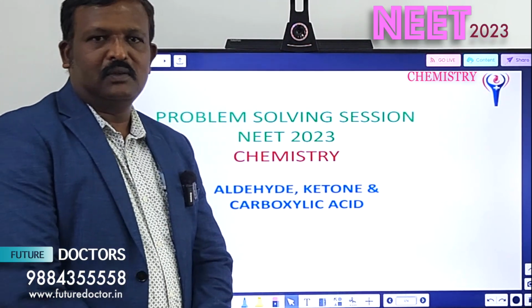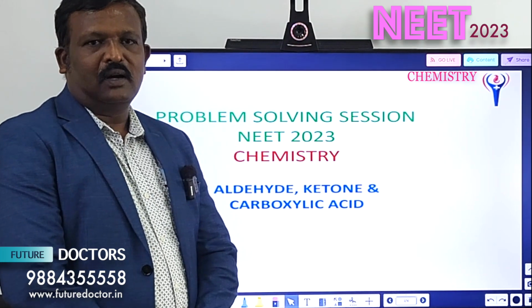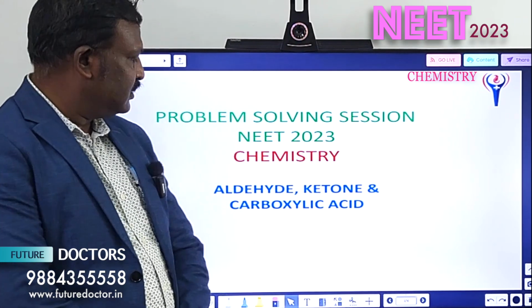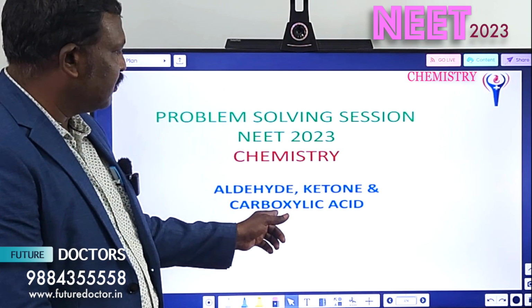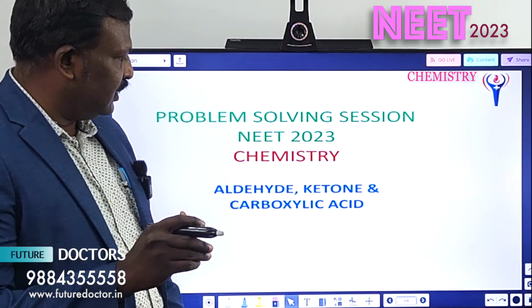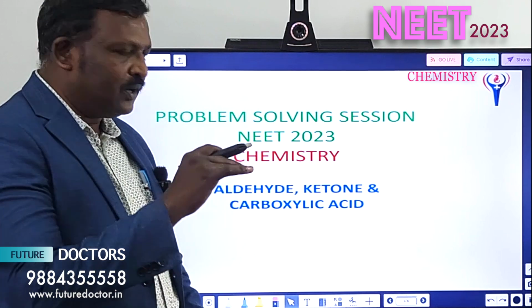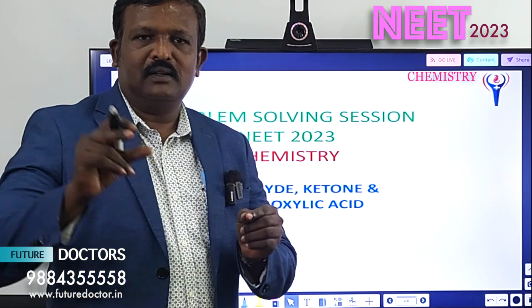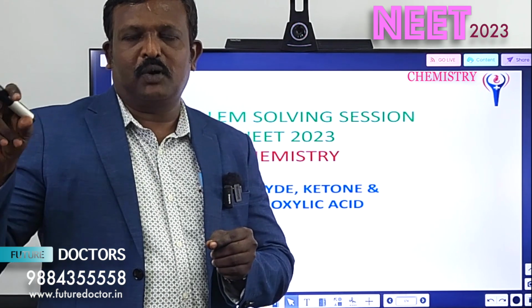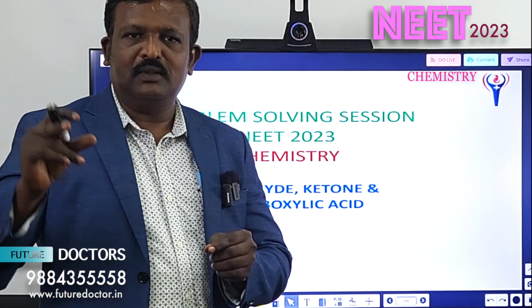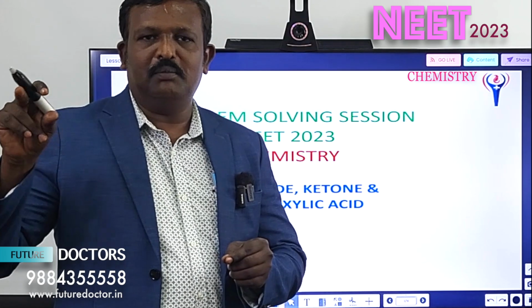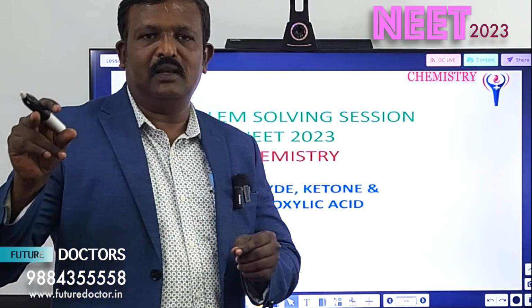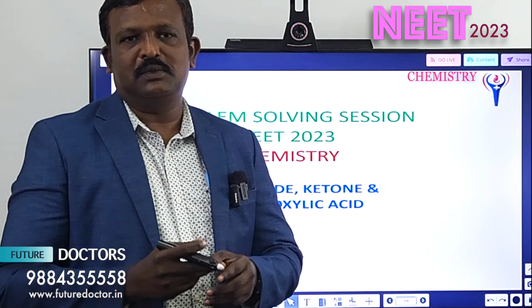Today I am going to give some sums in organic chemistry. The lesson is aldehyde, ketone and carboxylic acid. Mostly in this type of organic chemistry, they'll give the reactant, and on the right-hand side they won't give the product. Instead of the product they'll give only A, B, C like that. So find out A, find out B. That kind of sums you'll be getting.